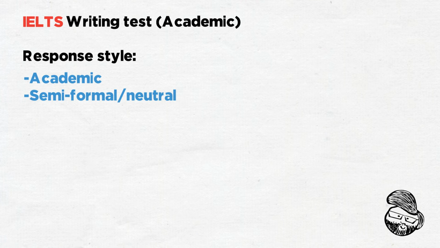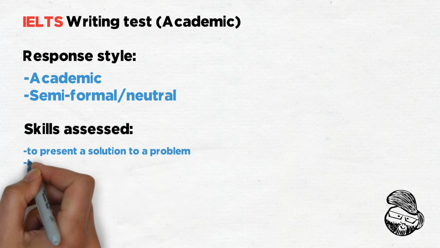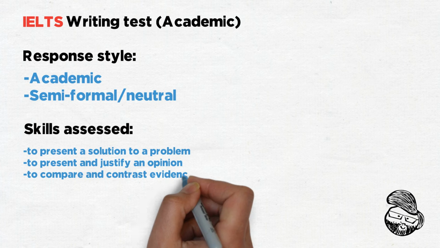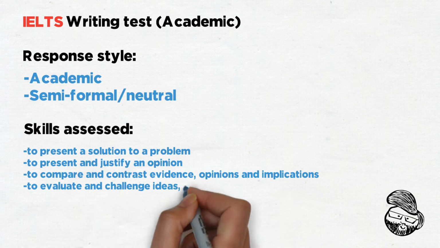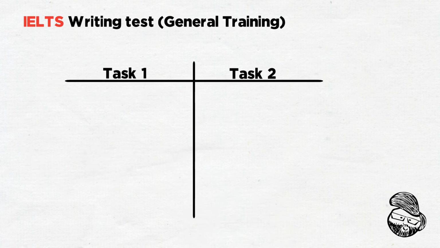Depending on the task type, you are assessed on your ability to present a solution to a problem, to present or justify an opinion, to compare and contrast evidence, opinions, and implications, to evaluate and challenge ideas, evidence, or an argument. Regarding the general training, in Task 1, you are presented with a situation and you are asked to write a letter requesting information or explaining the situation.